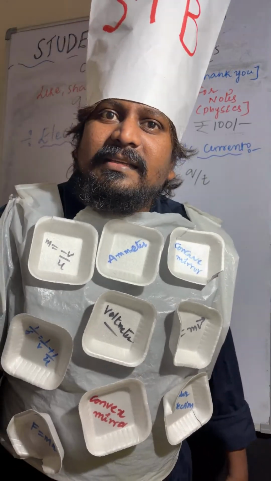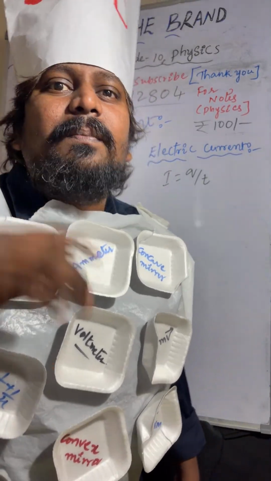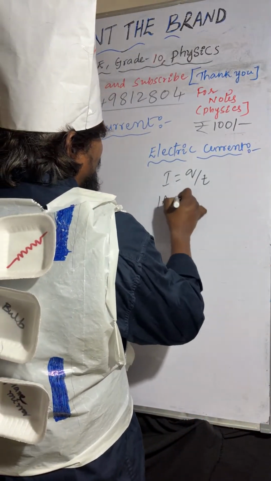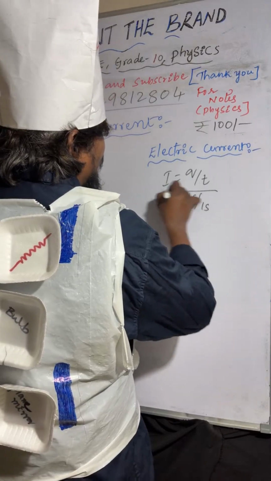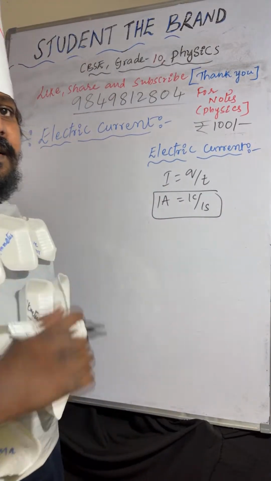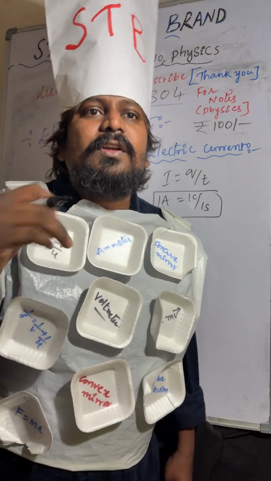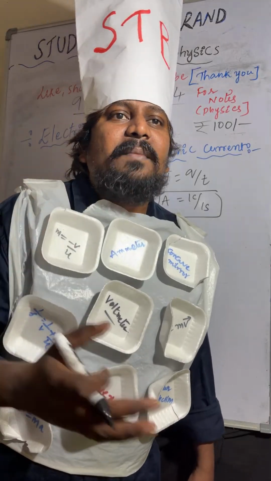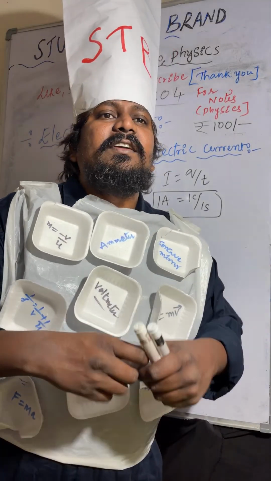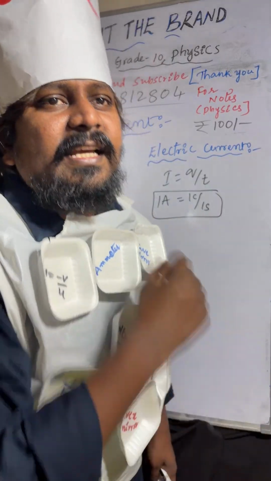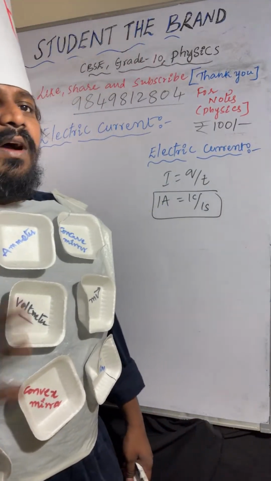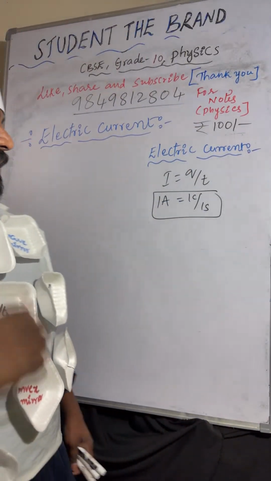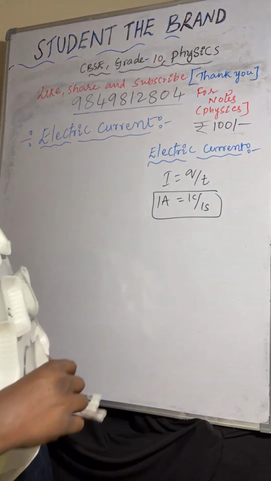So 1 ampere is defined as 1 coulomb of charge flowing through unit cross section area per second. I equals Q by T. The SI unit of current is ampere. The SI unit of charge is coulomb. The SI unit of time is second. 1 ampere is defined as 1 coulomb of charge flowing through unit cross section area per second. So that is about electric current.